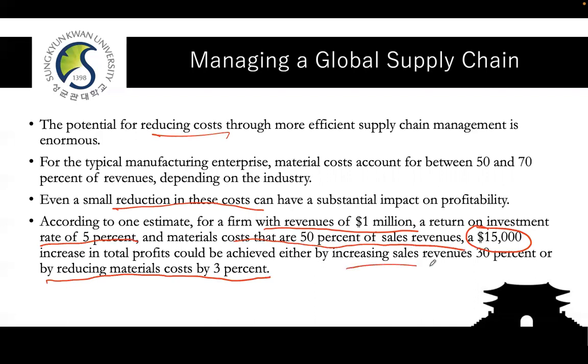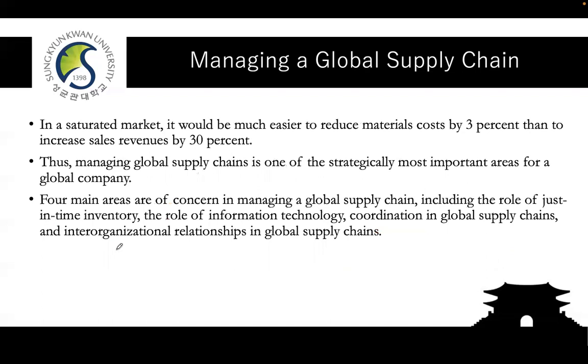We have two choices, right? Increasing sales revenue by 30% or lowering the material cost by 3%. Of course, this one is easier. Lowering material cost by 3% alone could increase the profit by 15,000. And lowering material cost by 3% is definitely easier than increasing revenues by 30%, right?